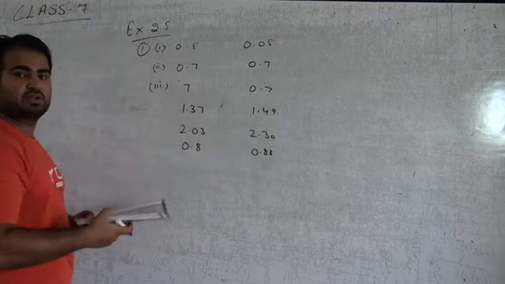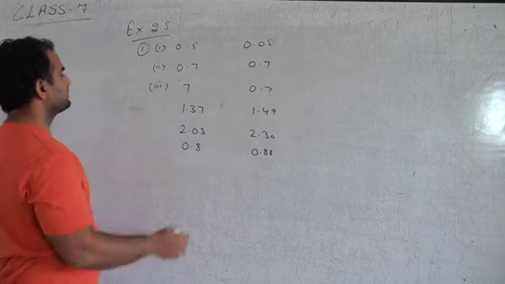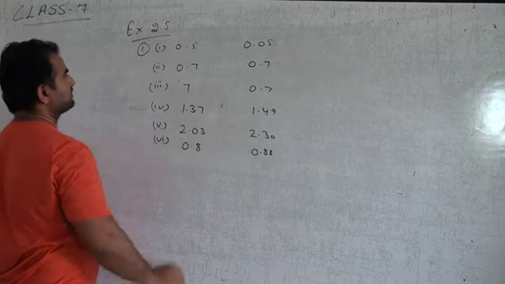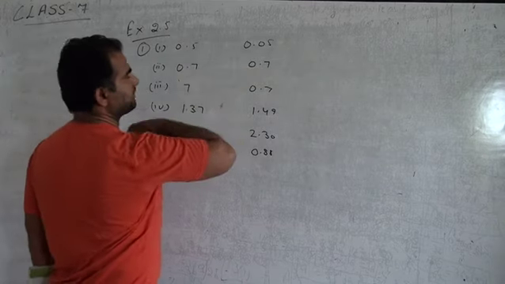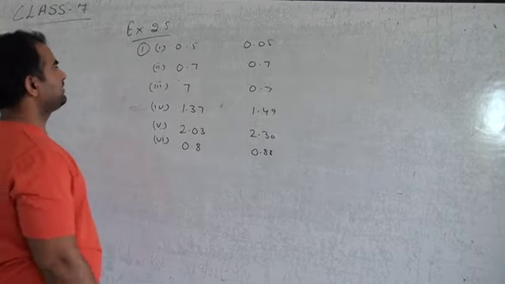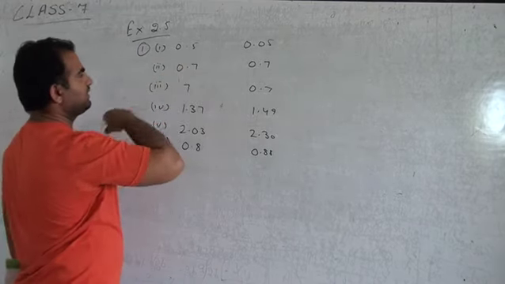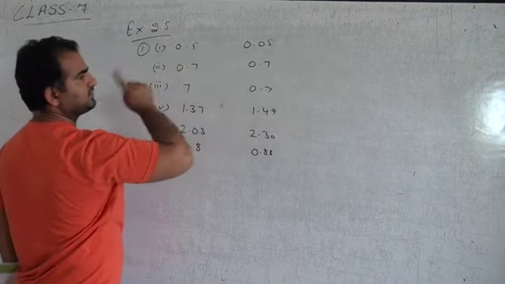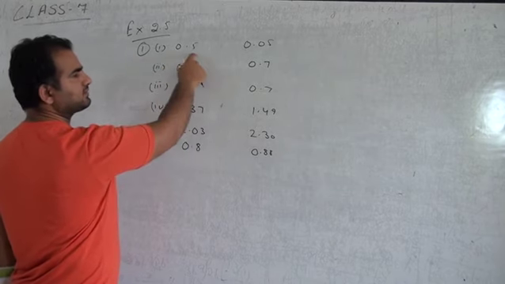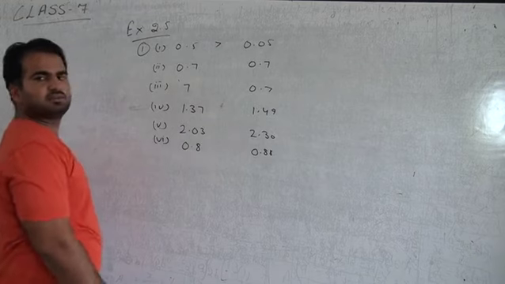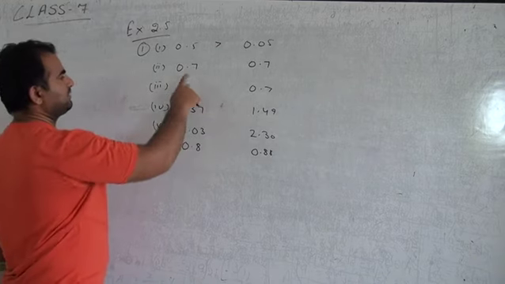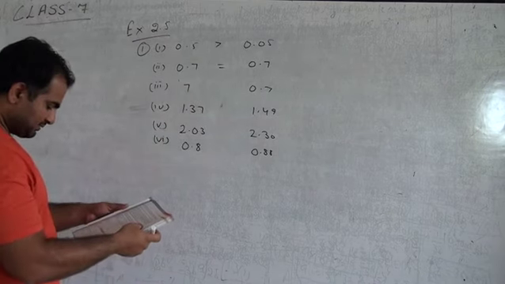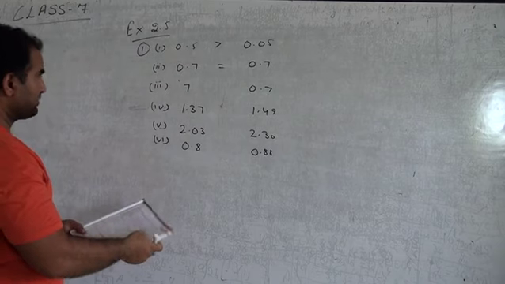Okay. So what we have to do is, first of all, just look at question number 1. Question number 1 is 0.5 and 0.05. First of all, we will see that the whole number is 0 in both of them, and on the tenth place 5 is there and there is 0. So which one is bigger, 5 or 0? This one. So we will use this side. And 0.7 equals 0.7. They both are equal.